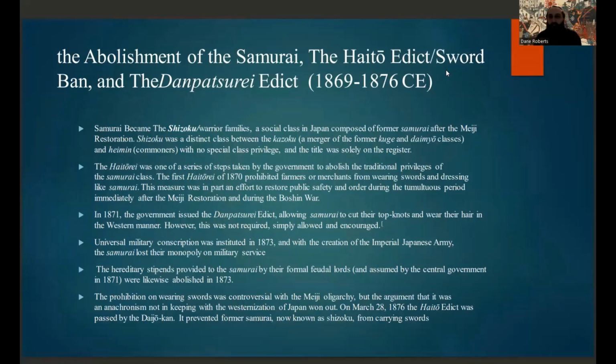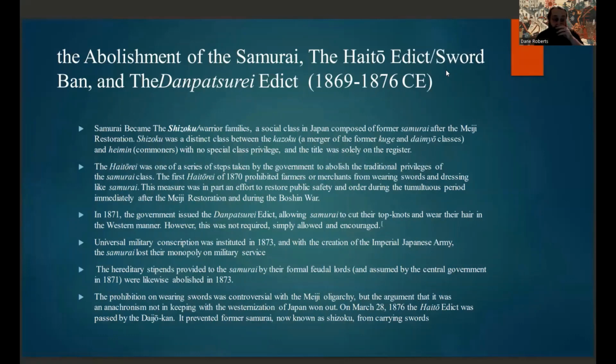Also, samurai lost their monopoly on military service, as universal military conscription was instituted two years after the Danpatsu-rei Edict, which actually required everyone in Japan, regardless of class, to enlist in the Japanese military, thus again ending the samurai monopoly on military service. Also, samurai lost their hereditary stipends that had been provided by the daimyo during the Tokugawa shogunate, with those being abolished in the same year that universal conscription was instituted.